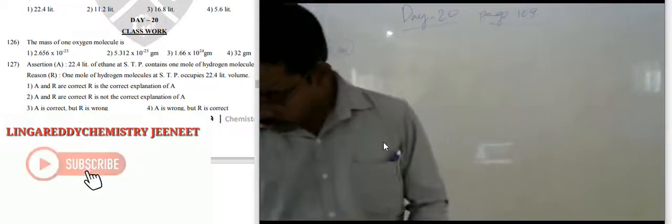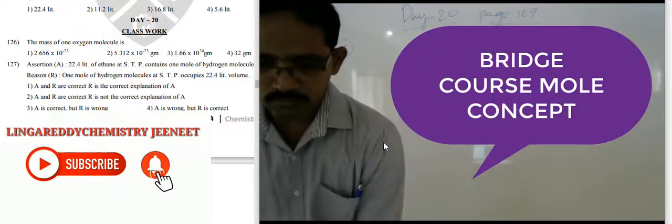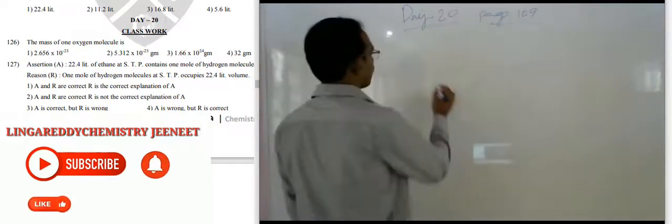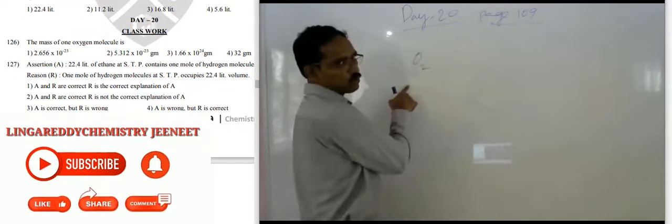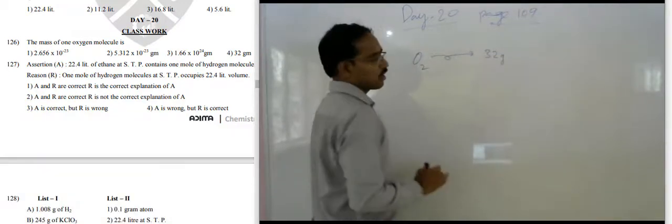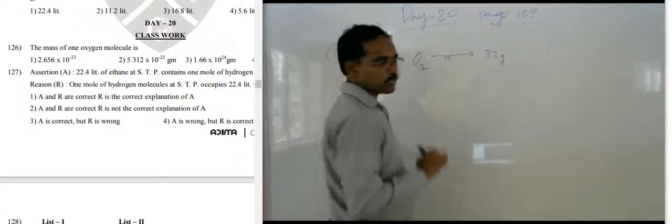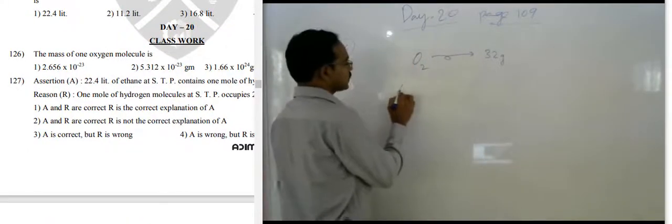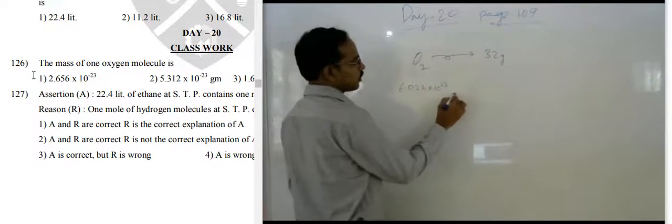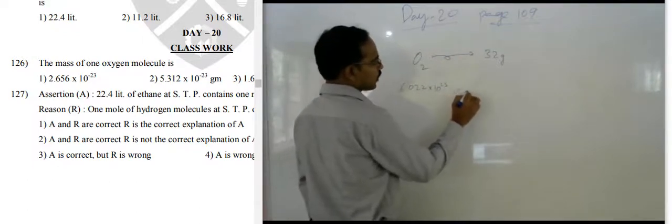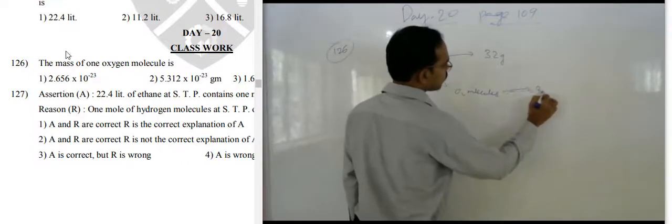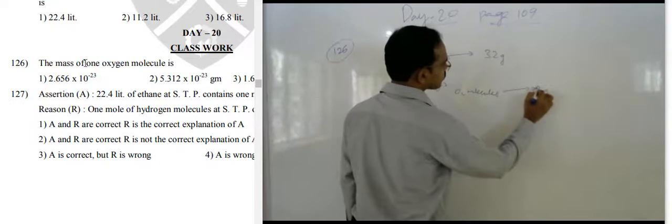The mass of one oxygen molecule. Oxygen molecule means O2. The mass of O2 is 32 gram. 32 gram means how many molecules? 6.022 into 10 power 23 oxygen molecules is equal to 32 grams.